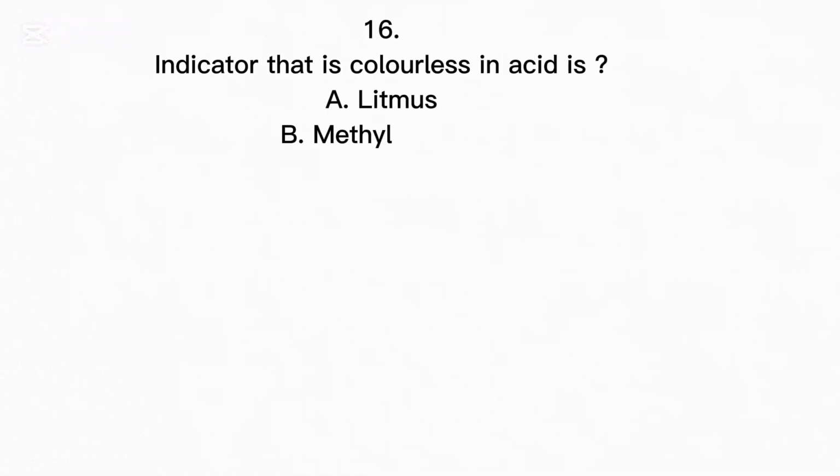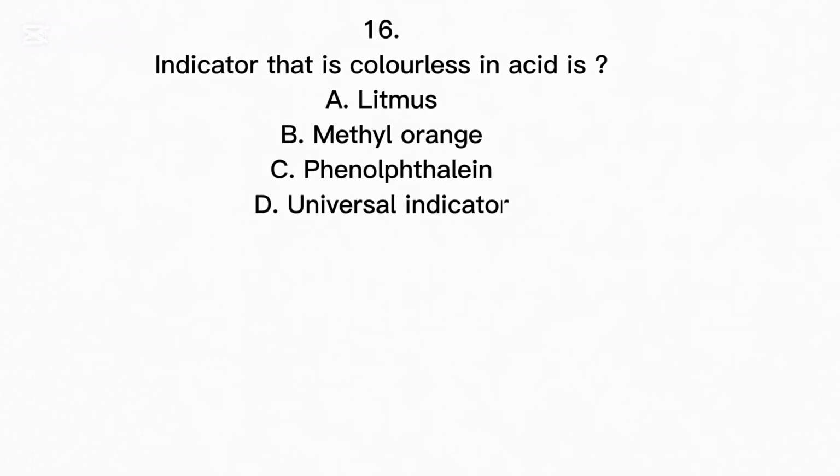Litmus, B. Methyl orange, C. Phenolphthalein, D. Universal indicator. Now, in these 4 options, which of these options is colorless in an acid? Option A, we know that acid turns blue litmus paper to red. So A cannot be the answer. Let's see B, methyl orange. In the neutralization reaction, methyl orange usually changes color, yellow to pink or yellow to orange.